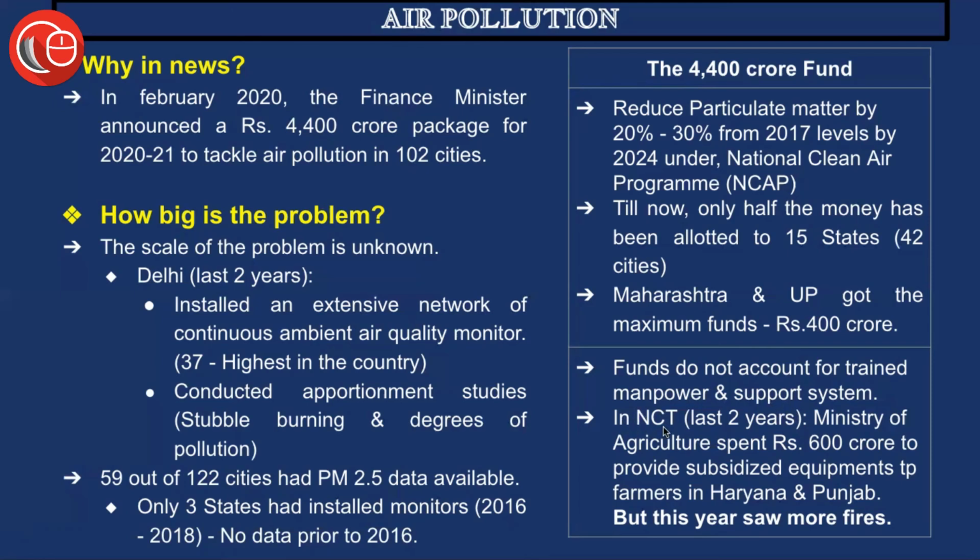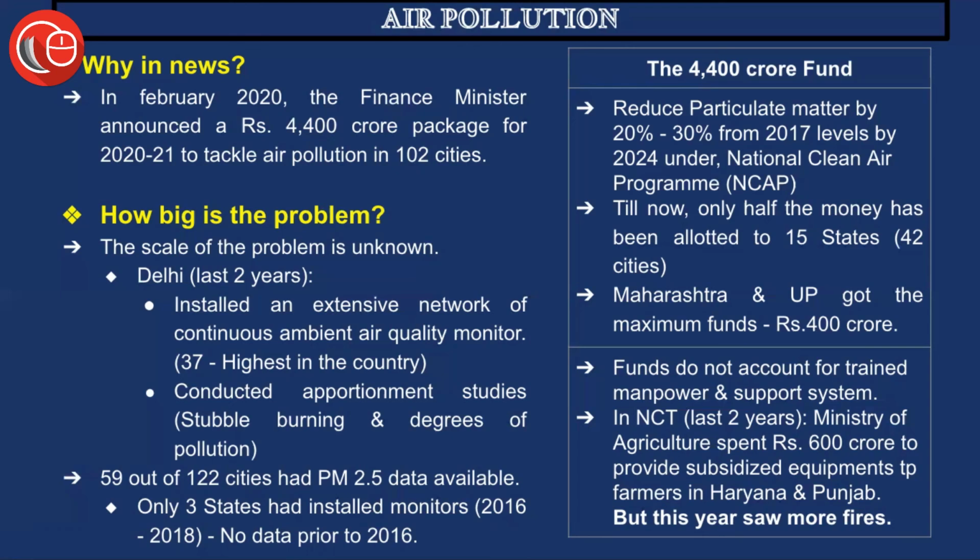And then in the NCT, which is the National Capital Territory region, in the last 2 years, the Ministry of Agriculture has spent 600 crore rupees to provide subsidized equipments to farmers in Haryana and Punjab. But this year, we have again seen more cases of stubble burning as compared to the previous year. So there has to be a multi-dimensional approach that we need to follow here, wherein we also need to deal with the air purifying system.